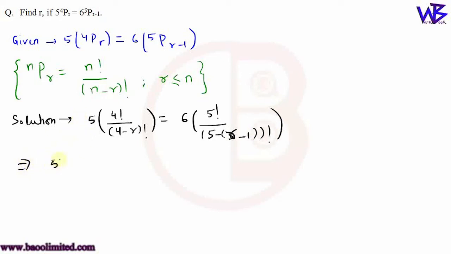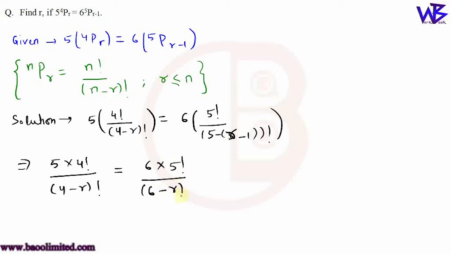LHS becomes 5 into 4 factorial divided by (4 minus r) factorial, and RHS becomes 6 multiplied by 5 factorial divided by 5 minus of minus 1, which is plus 1. So 5 plus 1 is 6. Minus of r is minus r. So (6 minus r) factorial.